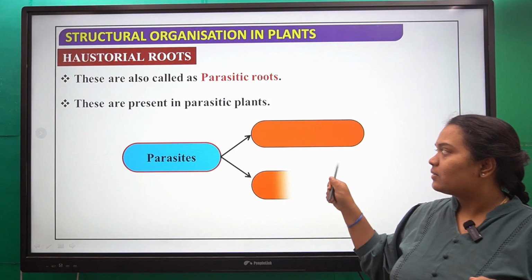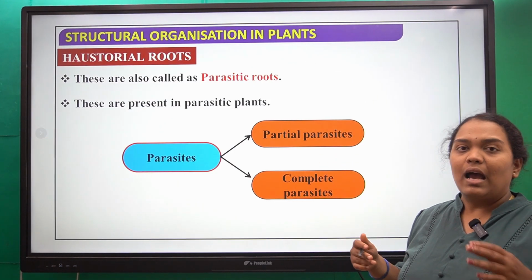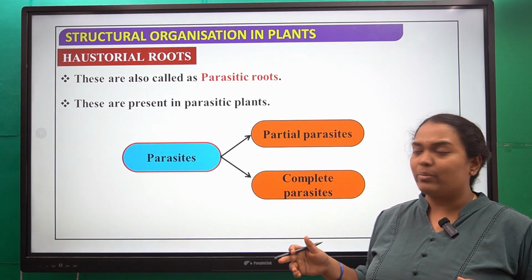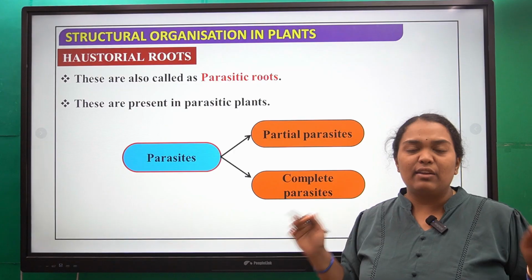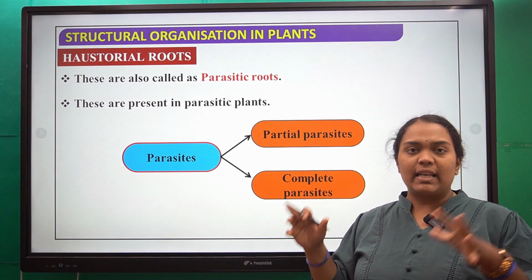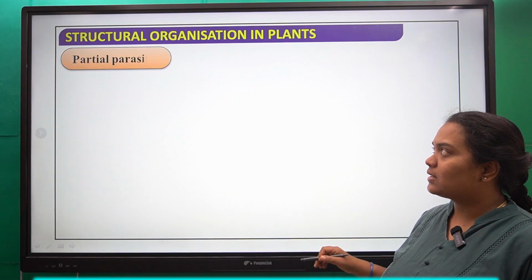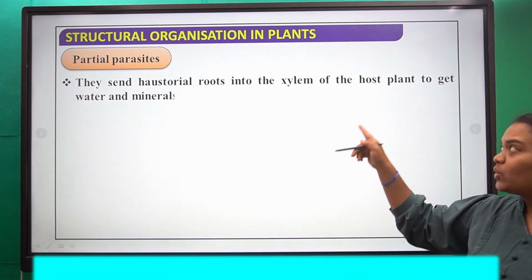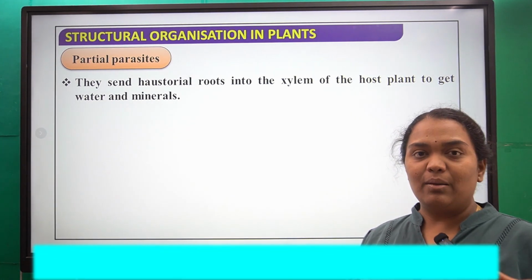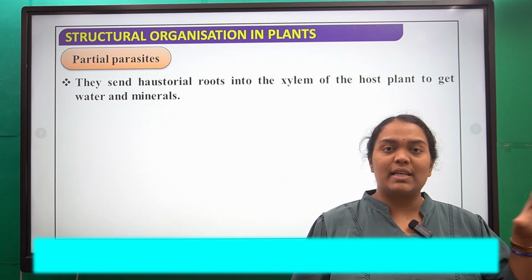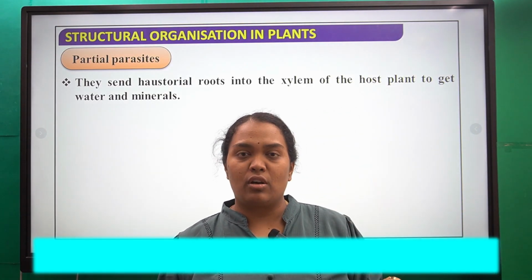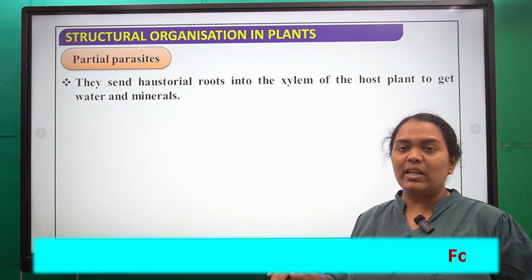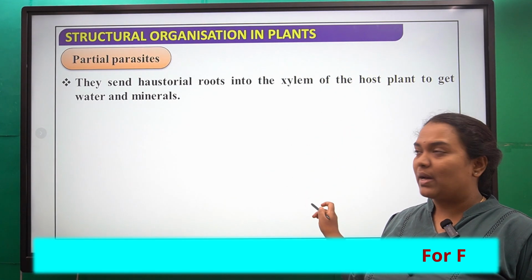Partial parasites means they have the ability to produce their own food, and partially depend on the other organism for water or food material. Complete parasites means they don't synthesize their own food but directly depend on other organisms for their food materials. Now what are partial parasites? They send the haustorial roots only into the xylem of the host plant. Xylem is the vascular tissue in plants which takes up water from the soil, whereas phloem takes up the food materials. So if the roots go into only the xylem, they are called partial parasites.